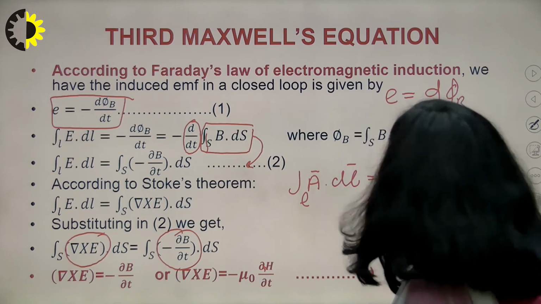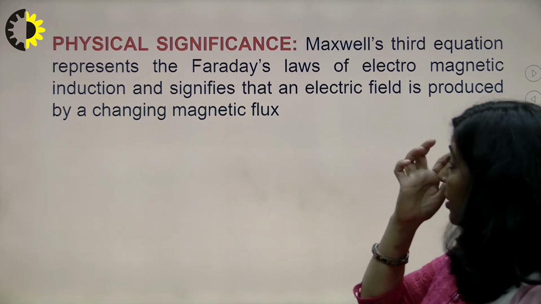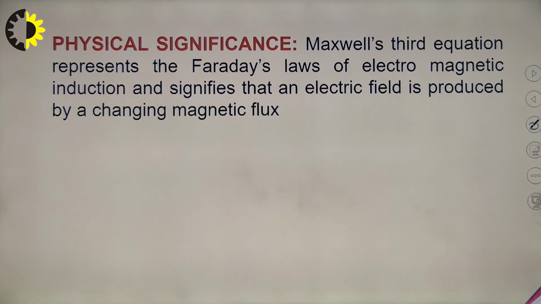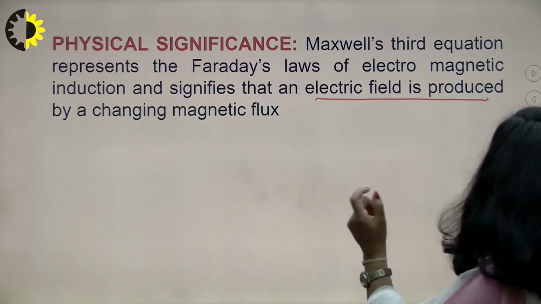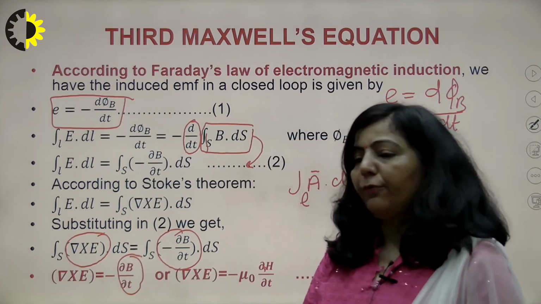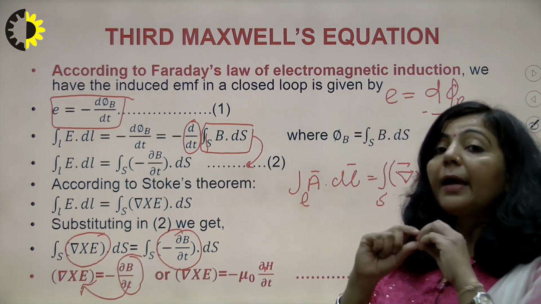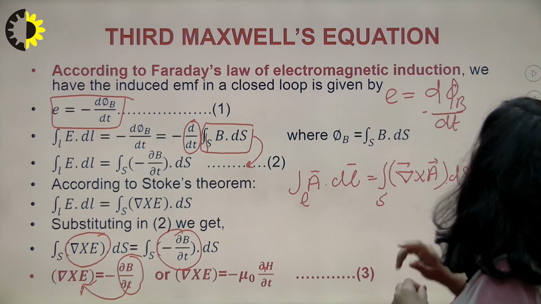So now the physical significance. You know what the significance of this Maxwell third equation is: the law from which you are deriving that equation. Maxwell third equation represents Faraday's law of electromagnetic induction and signifies that an electric field is produced by a changing magnetic field. Why is this written over here? This is your time varying magnetic field. So this time varying magnetic field is giving us an electric field, meaning a time varying magnetic field can always give you an electric field. That is the significance of your third Maxwell equation.